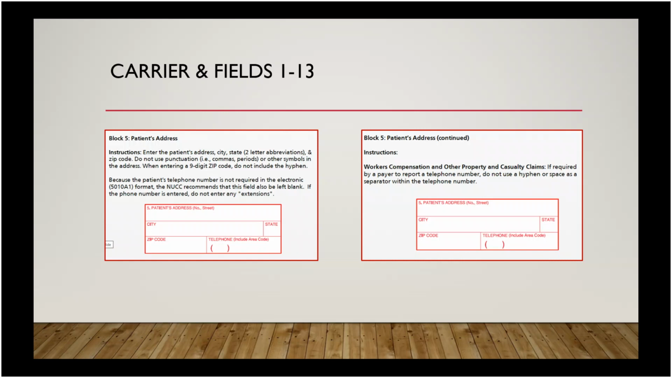Work comp and property casualty require a phone number, so you want to make sure you enter that. TRICARE and CHAMPVA are going to read the same. Remember, TRICARE replaced CHAMPVA. So you're going to enter the patient's actual place of residence unless residing overseas. Then you're either going to use an Army P.O. Box, point of origin. So that's what you're going to want to put there.